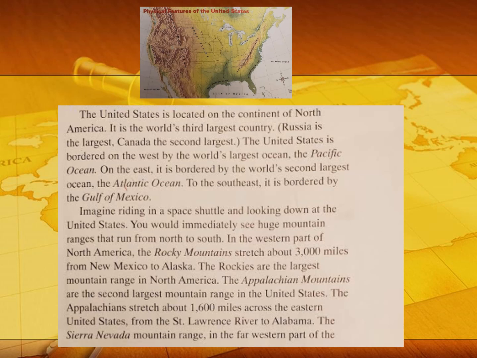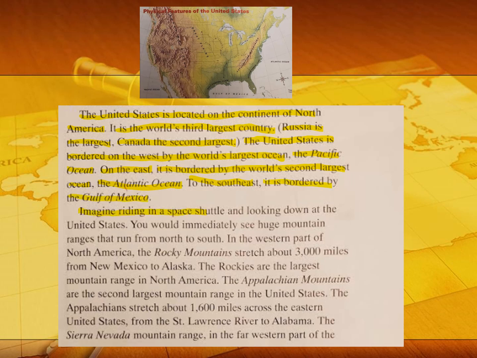So, the United States is located on the continent of North America. It is the world's third largest country. Russia is the largest. Canada is the second largest. The United States is bordered on the west by the world's largest ocean, the Pacific Ocean. On the east, it is bordered by the world's second largest ocean, the Atlantic Ocean. The southeast is bordered by the Gulf of Mexico.